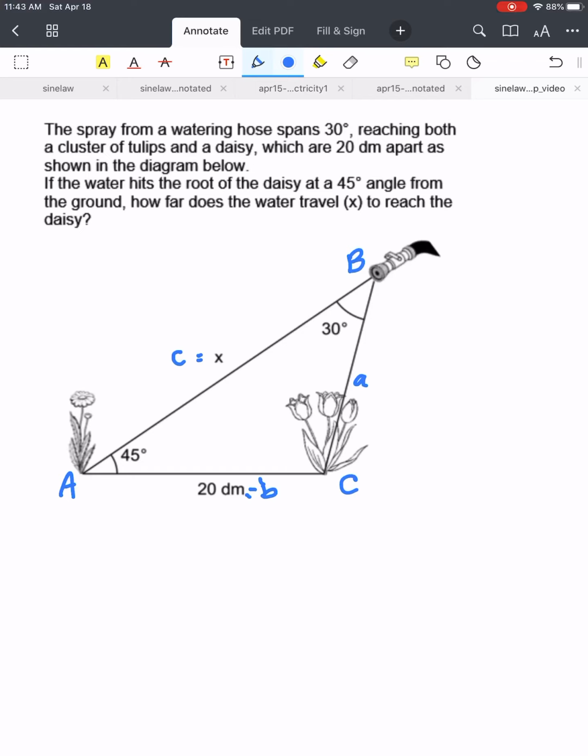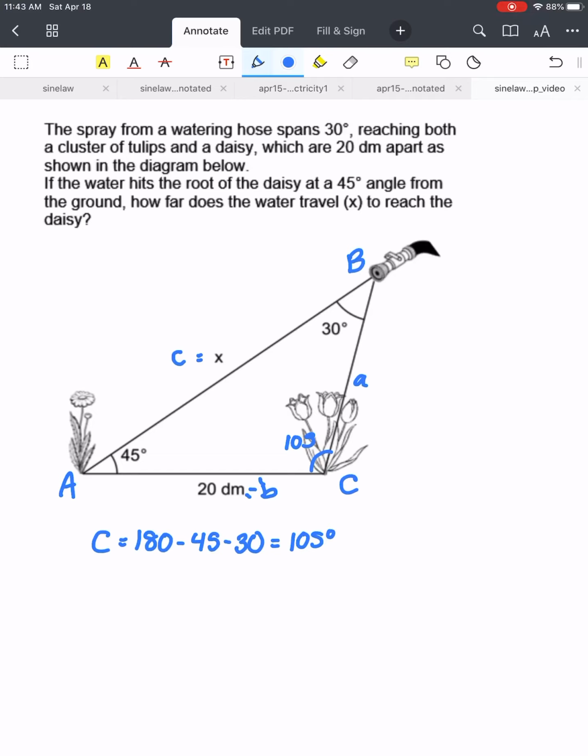So to find c, it would be very useful if we had angle C. Now we're not given angle C, but we can find it. Angle C is the only angle in this triangle that we don't know. So it's going to be 180 minus 45 minus 30, which is 105 degrees. So I can label that as 105.